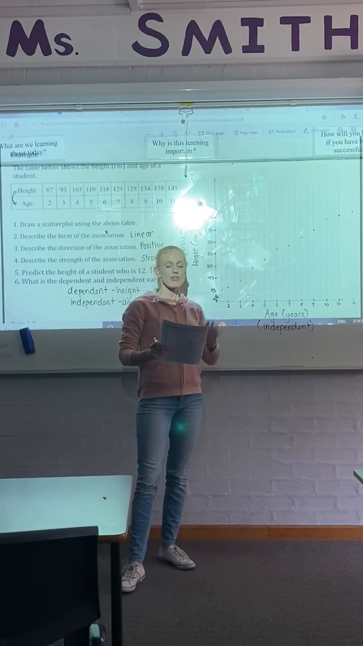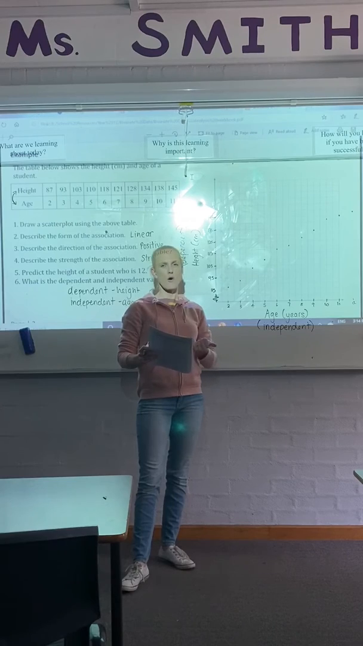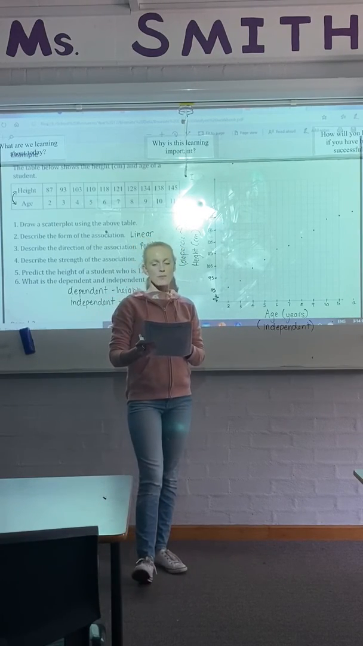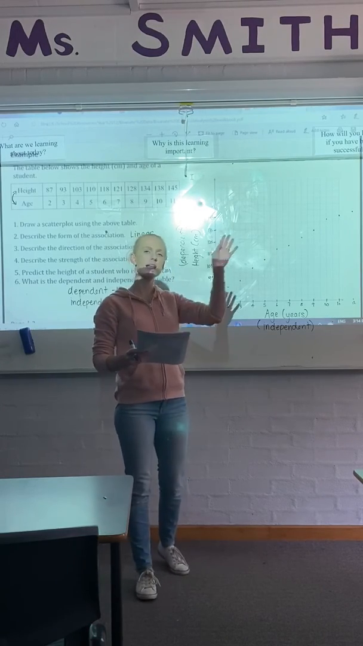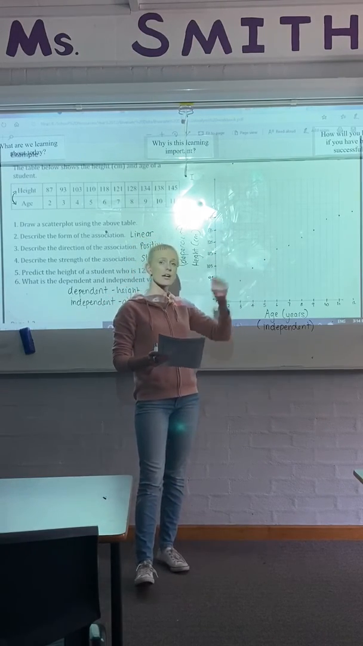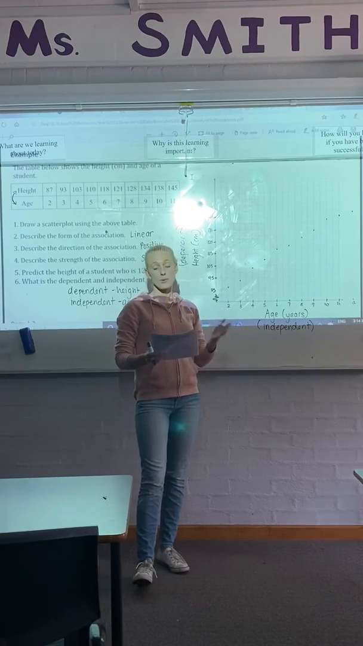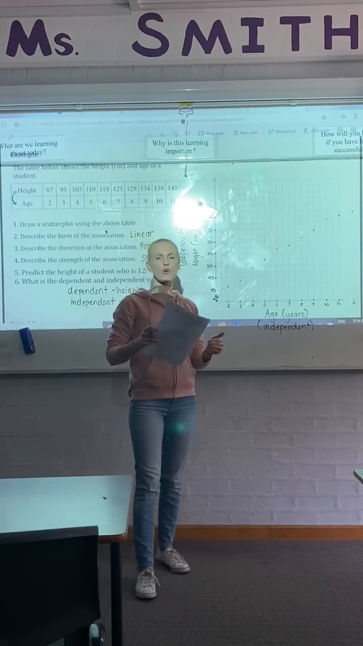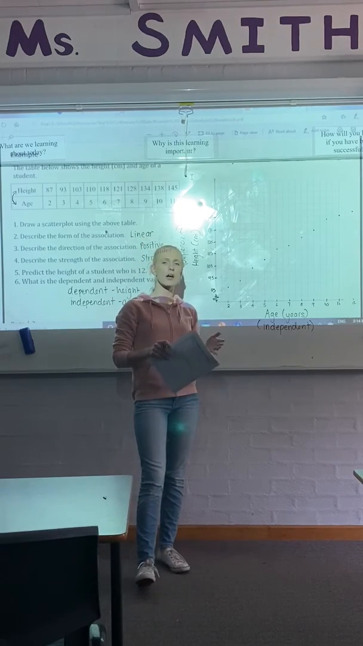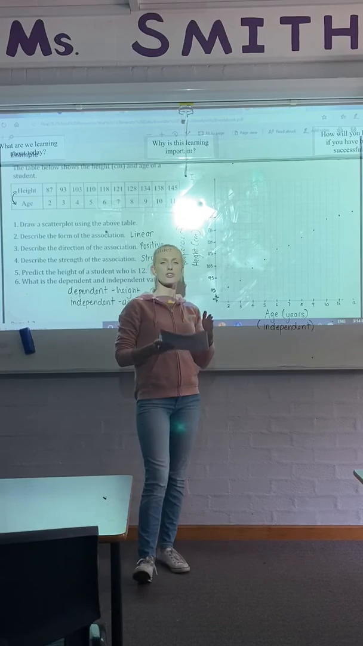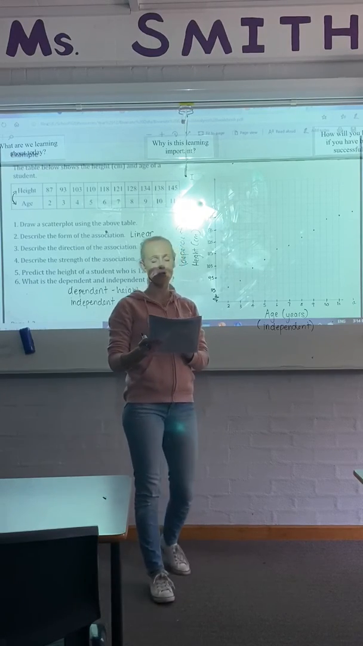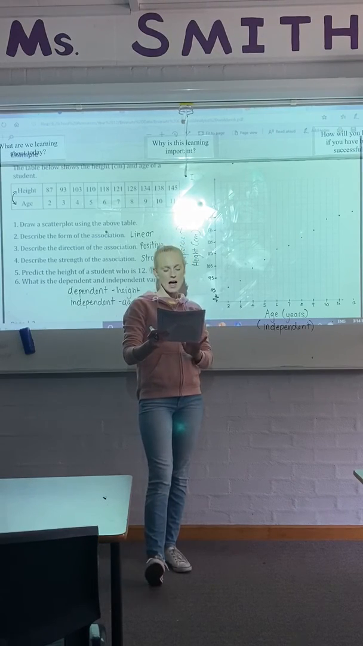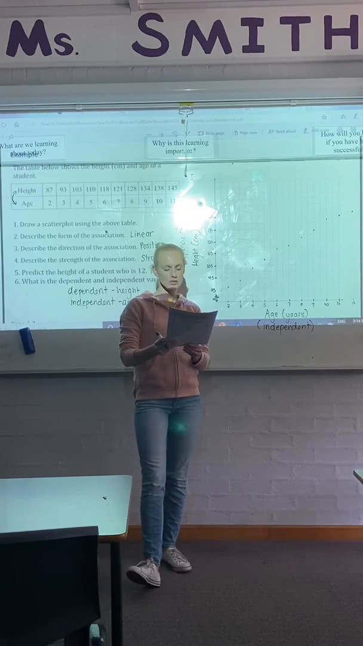As I said, there are 3 things you've got to discuss: the form of an association, so is it in linear form or non-linear form? The direction of the association, so is it positive, increasing, or negative, decreasing? And the strength of the association, strong, moderate or weak. Remember that the closer the dots are to forming a straight line, the stronger the relationship is. Now, you will be doing exercise 6B, which is page 234 in your textbooks.